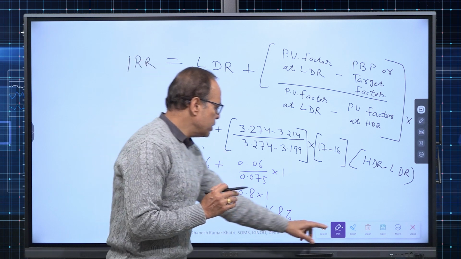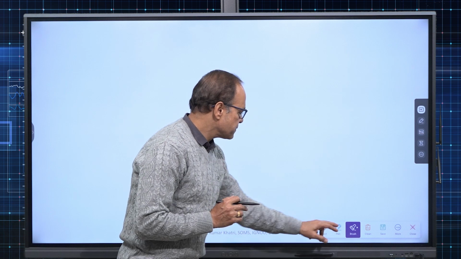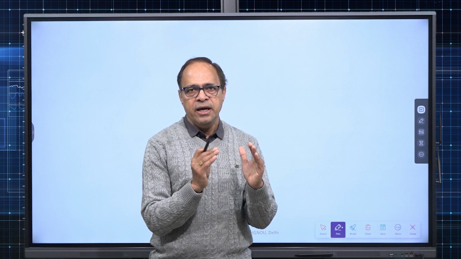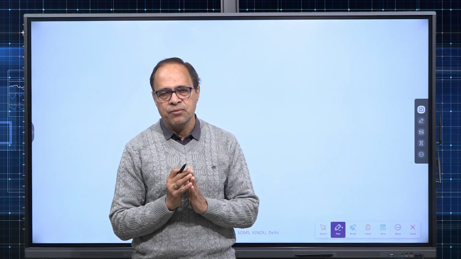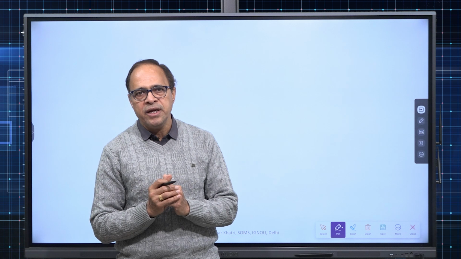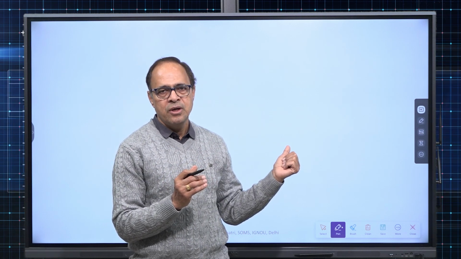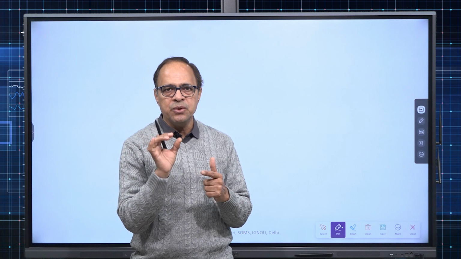A recap of all the steps for calculating NPV in such case. Step number 1, estimate cash outflow, and always make it a point you have initial cash outflow. Step number 2, estimate cash inflow and identify, are these in the shape of an annuity? If yes, then this mechanism can be applied. So, for calculating IRR, first step is calculate payback period. That will become your target factor.